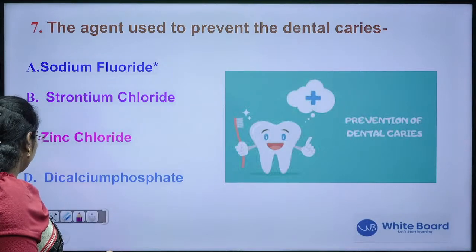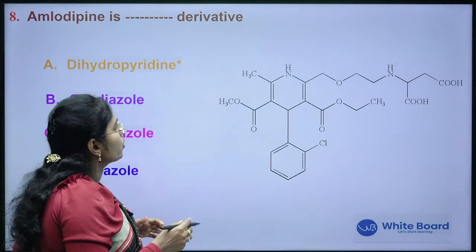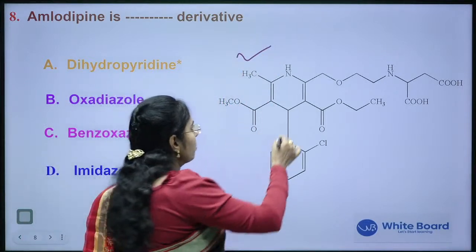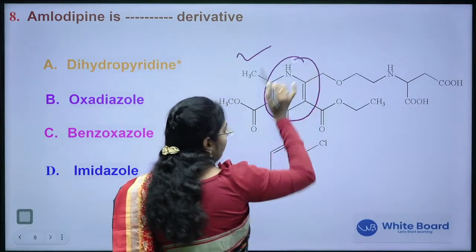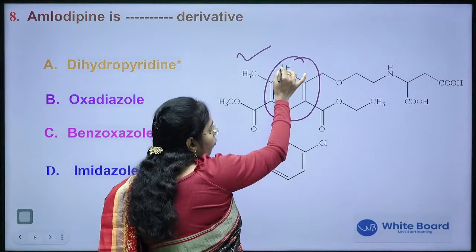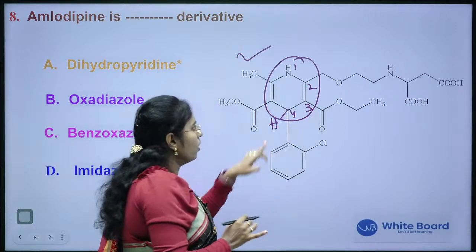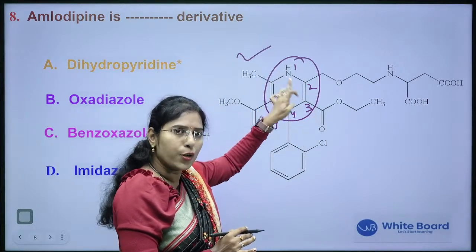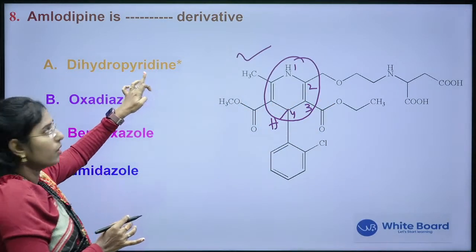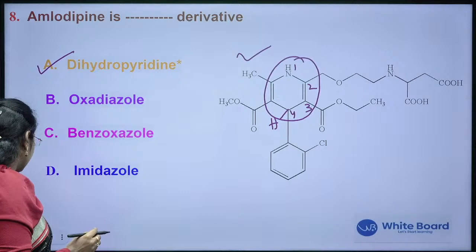Coming to the next question, amlodipine is a dash derivative. This is the structure of amlodipine. Here it consists of a pyridine structure. At the first position and fourth position we have hydrogens, so it is a 1,4-dihydro derivative. So the answer is dihydropyridine. Amlodipine is a derivative of dihydropyridine. The first option is the correct answer for this one.